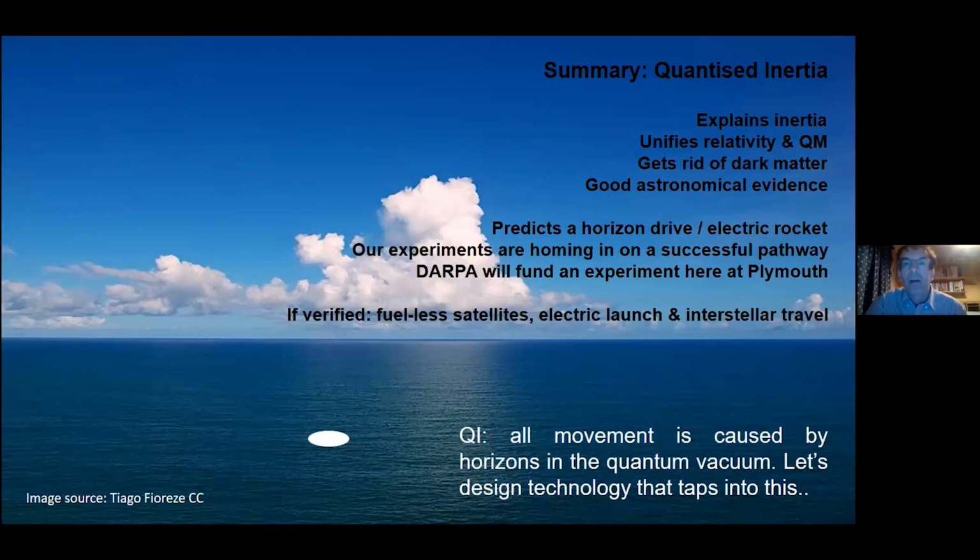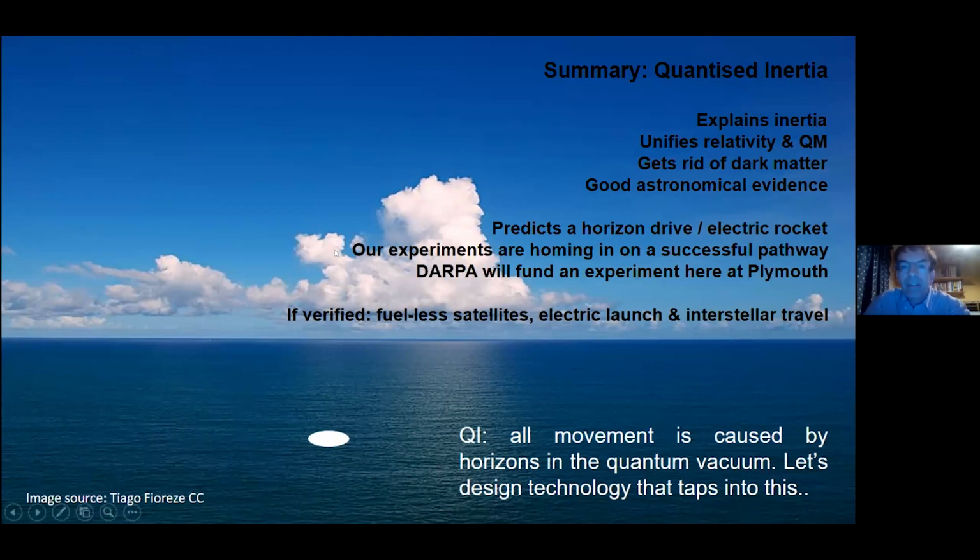Okay, so a summary. Quantized inertia explains inertia, obviously. It unifies, in a sense, relativity and quantum mechanics. It uses both of them. It gets rid of dark matter because it models galaxies without dark matter. It has extremely good astronomical evidence. I talked about what I call Milgrom's break that proves it's Unruh radiation that's causing galactic rotation, the effects on galactic rotation. It predicts a very useful horizon drive or electric rocket.